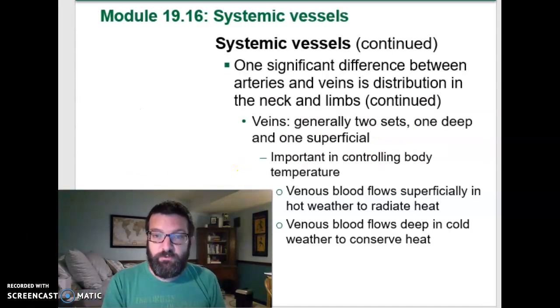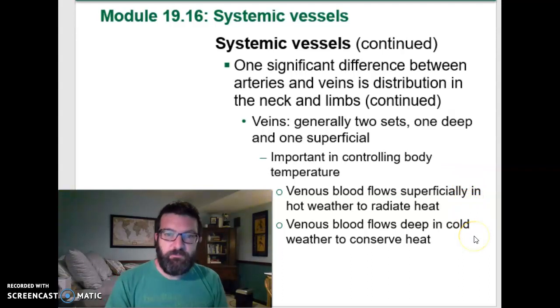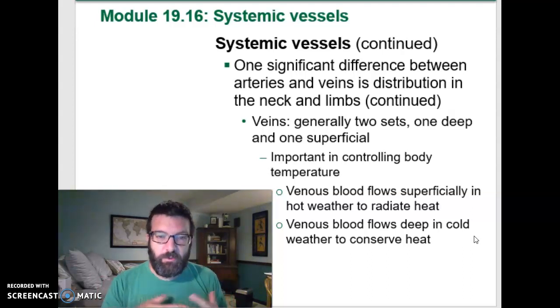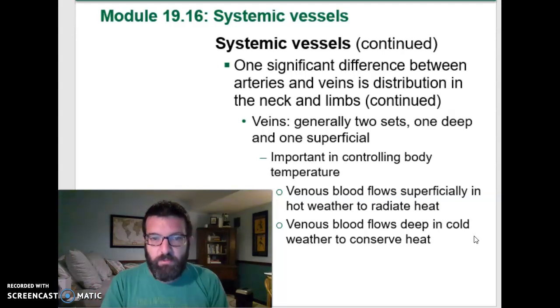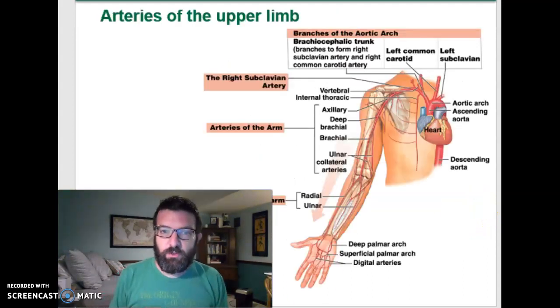One of the reasons you have two sets of veins, especially in your limbs, is controlling body temperature. When you are hot, your venous blood will flow primarily towards the superficial veins, and when you're cold, it'll flow primarily toward the deep veins. This is one of the reasons why you look flushed and red when you're hot, because more of your blood's coming to the surface, and you look a little more pallid when you're cold. Your blood goes to your core. So let's start with the first vessels that branch off of your aorta.